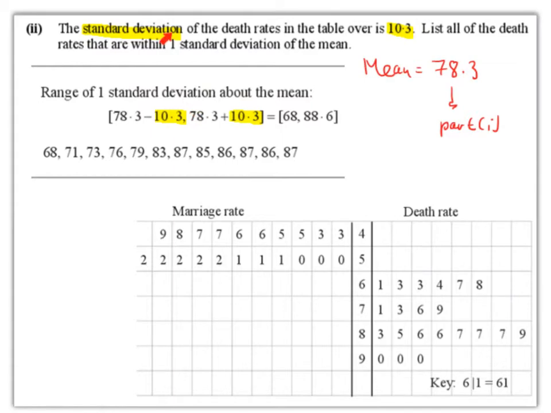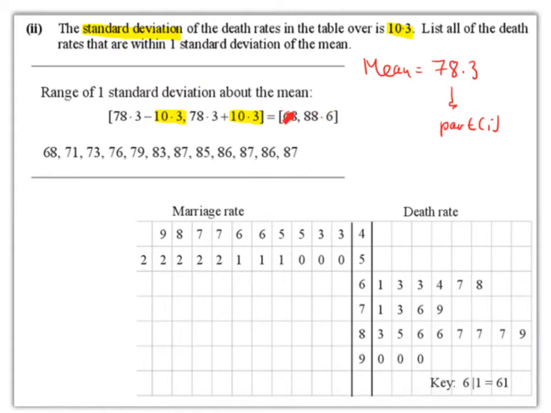And if it had said within 3 standard deviations, we would have multiplied this by 3 and subtracted it, or multiplied this by 3 and added it. Anyway, it said within 1 standard deviation, so we subtract 10.3, and then we add 10.3, so we get 68, 88.6. So now we have to list all the death rates that are within this range.